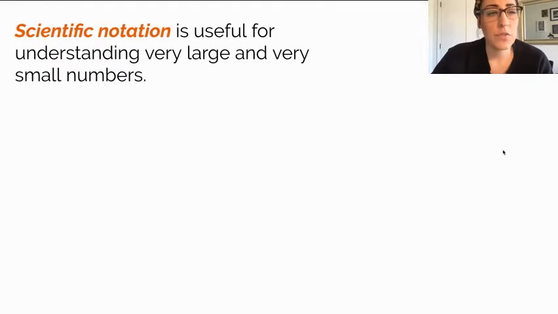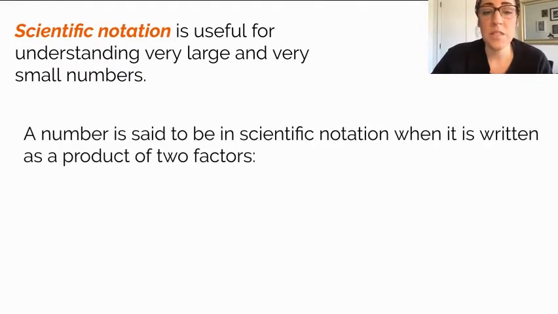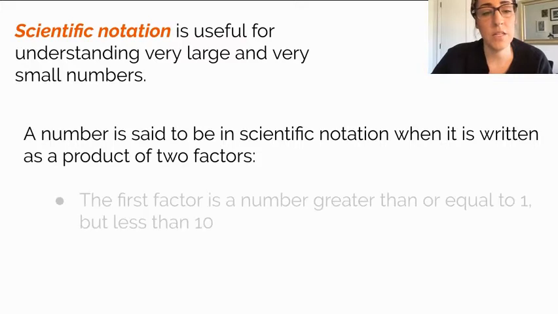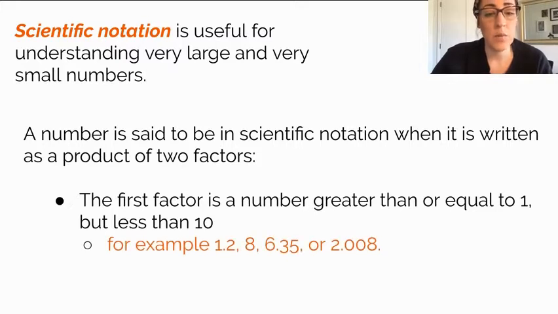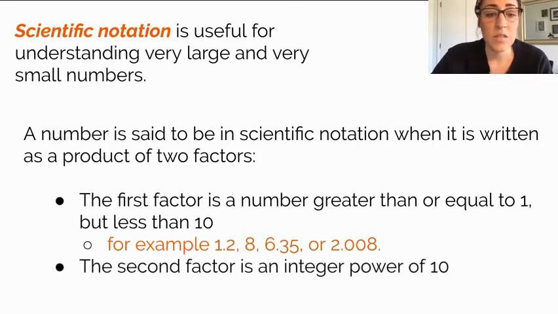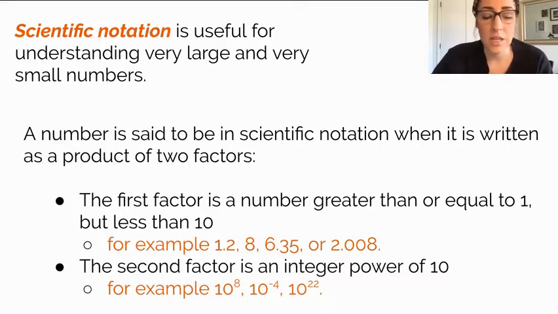Scientific notation is useful for understanding very large and very small numbers. A number is said to be in scientific notation when it is written as a product of 2 factors. So here are the 2 components that you need to have for scientific notation. The first factor is a number greater than or equal to 1 but less than 10. So for example, 1.2, 8, 6.35, or 2.008. That's your first factor. The second factor is an integer power of 10. So for example, 10 to the 8th, 10 to the negative 4th, 10 to the 22nd.